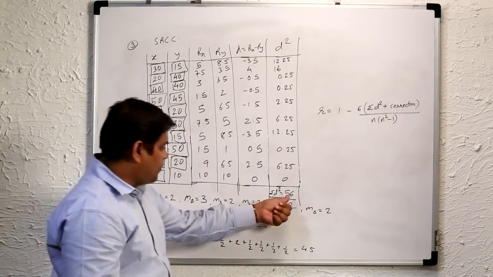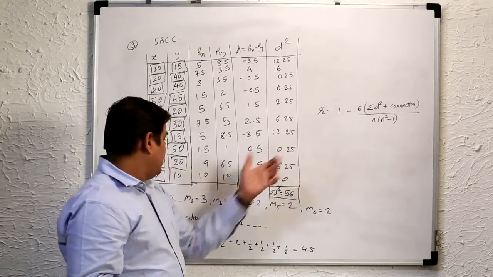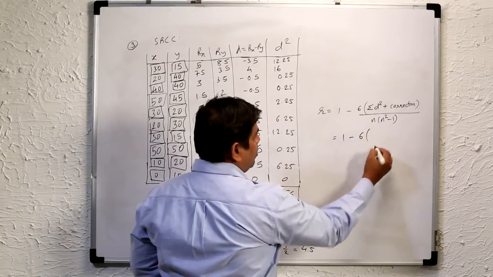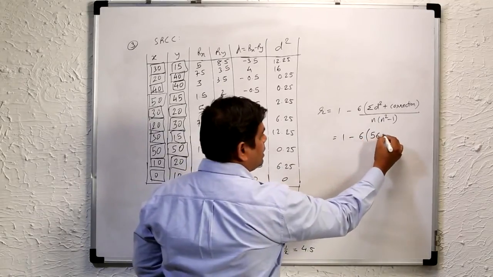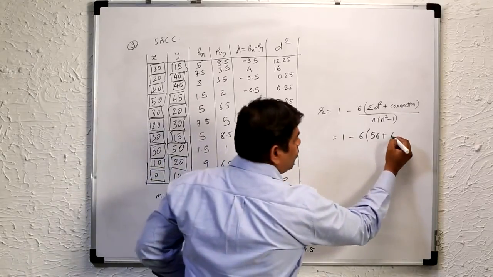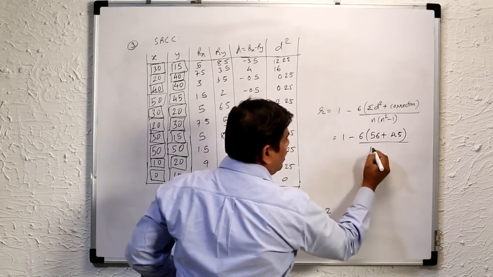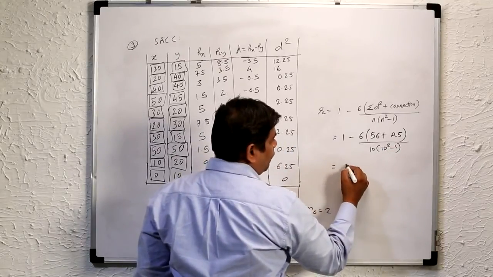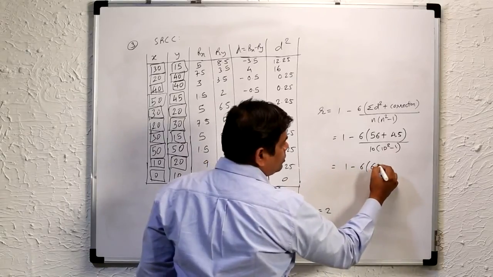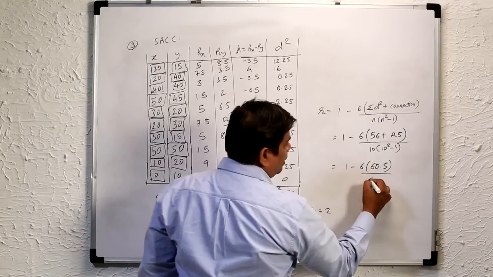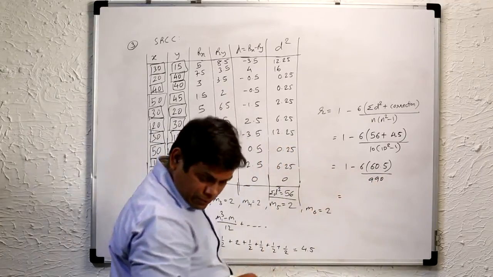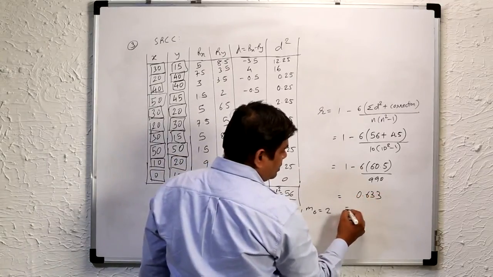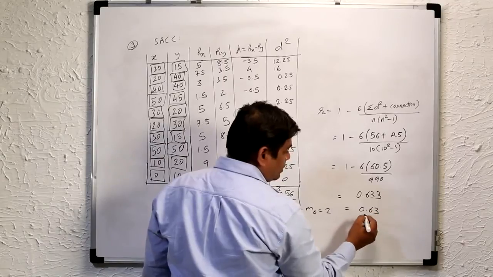Now we have summation d square, we have correction, we know the value of n. Let us substitute and get the final answer. So we have 1 minus 6 bracket, summation d square is 56 plus correction is 4.5 upon 10 into 10 square minus 1. So that's going to give you 1 minus 6 into 60.5 divided by 990. The final answer is 0.633. I must tell you, you must write round off to 2 decimal places.